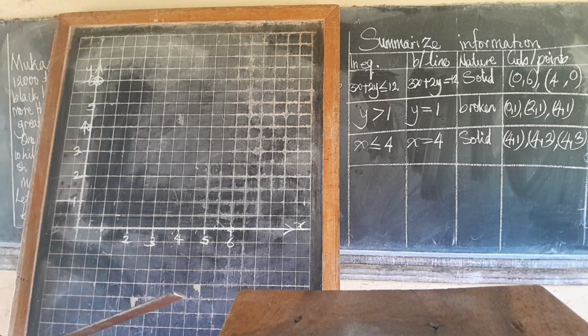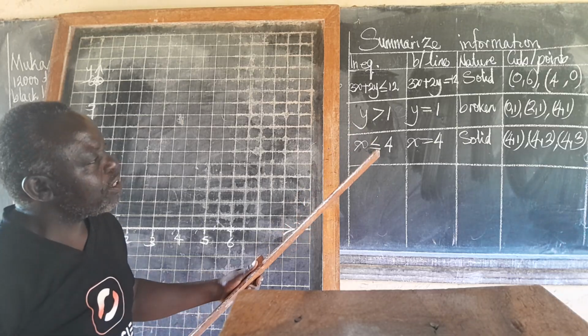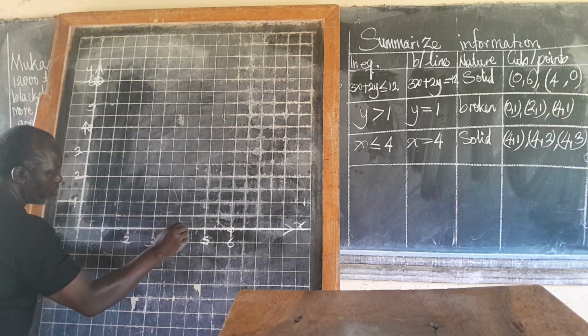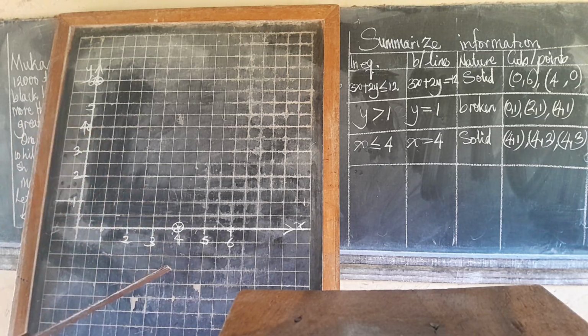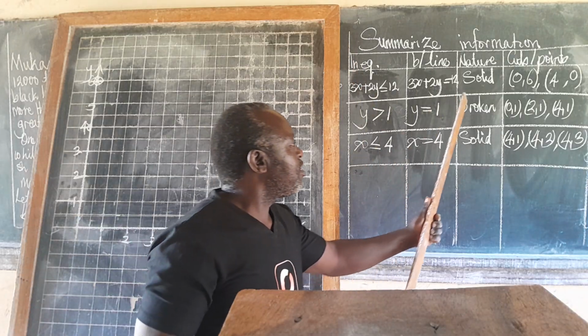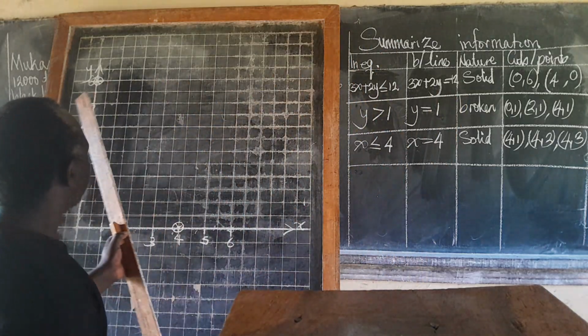It's there. When it is 4, it is 0. When it's 4, it's 0. It's here. Now those are the cuts. On the first line, which type of line is that one? It's the line which is solid. So we join using a solid line.